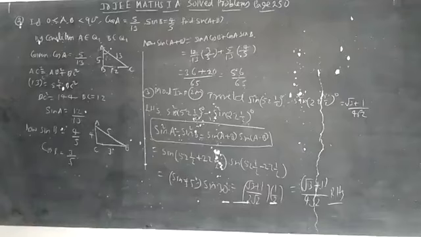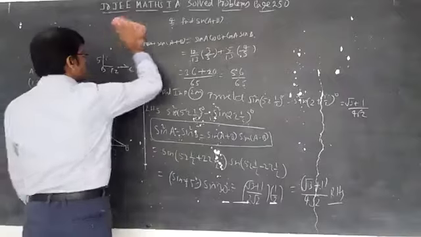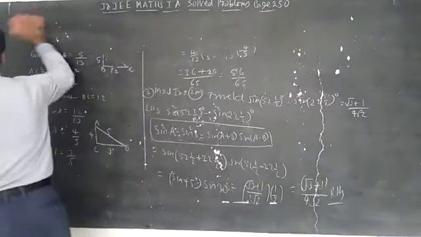Sometimes we are given a question like this, not prove that, simply find the value of sin² 52½° minus sin² 22½°.